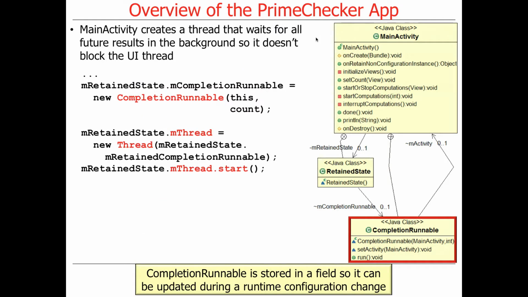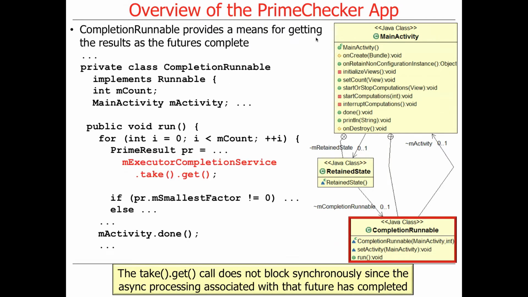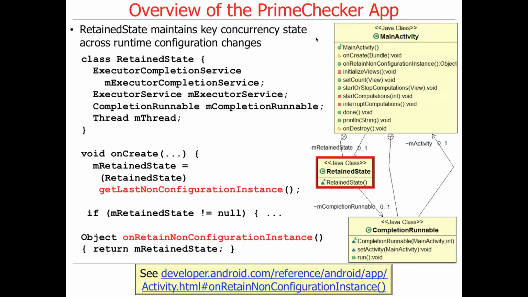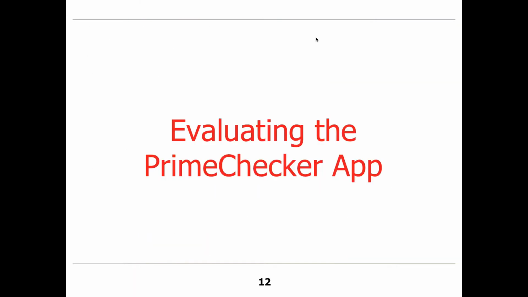All right, this is the same as before. We make ourselves a completion runnable. We run it in a separate thread, and that just waits for the results to finish. Nothing really new here. We use the take method to get the next available completed future, and we work with that. The retained state is the same as before as well. It just keeps track of all the things you want to live between rotations when the phone is turned, and so on and so forth.